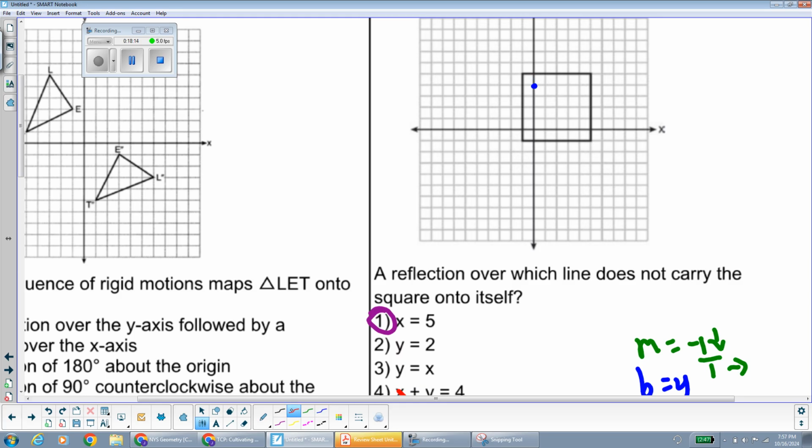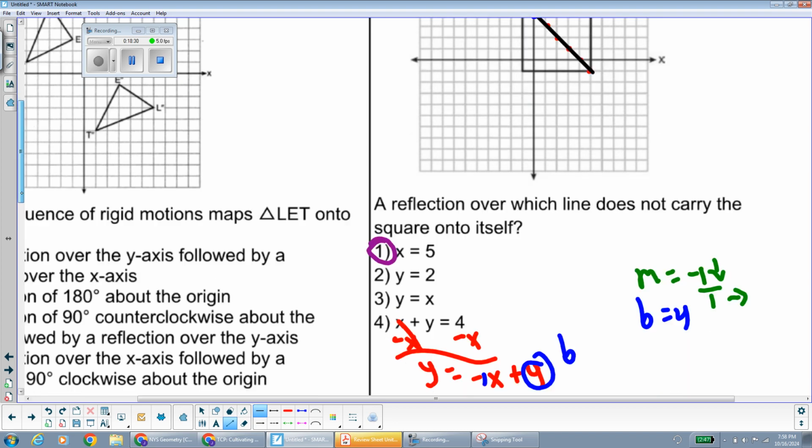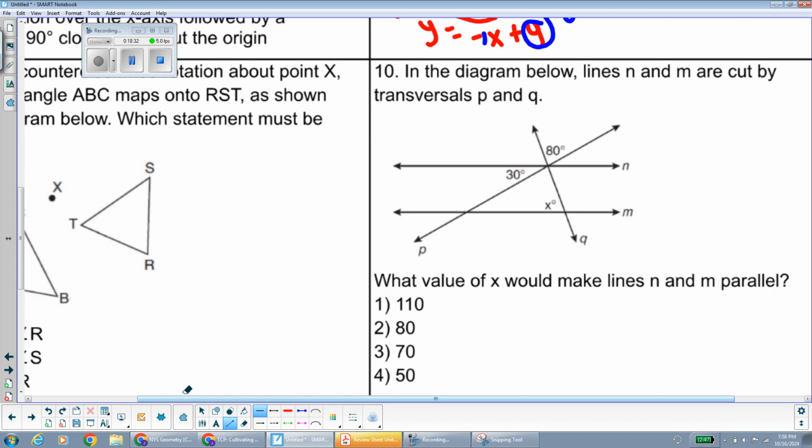And now I'm going to go down 1, right 1, down 1, right 1. Keep going. Slope of negative 1. And we see that this is, in fact, also a line of symmetry. The line y equals negative x plus 4.